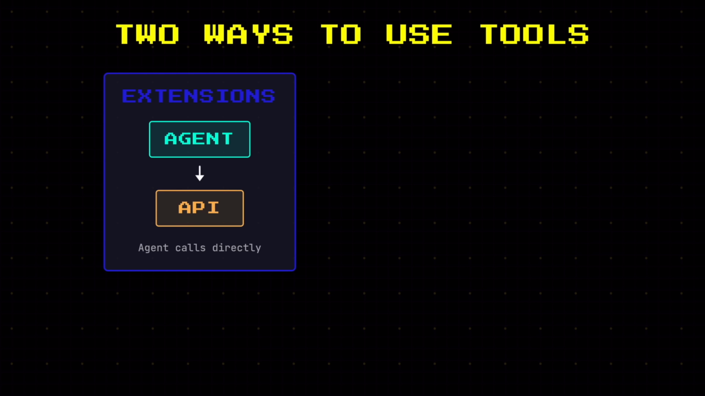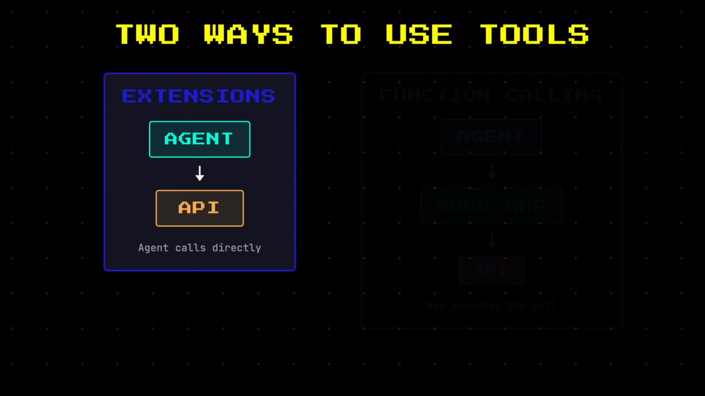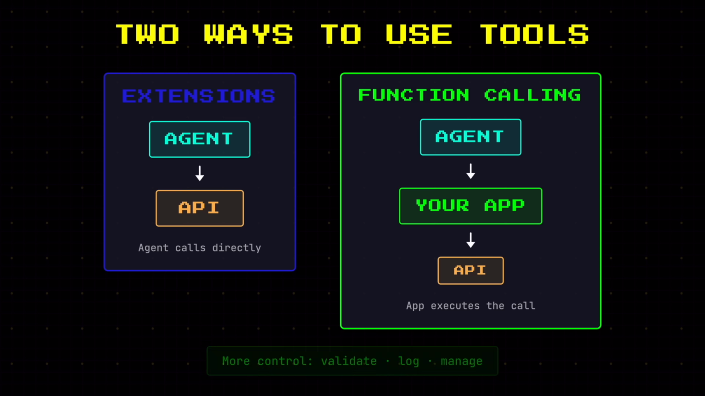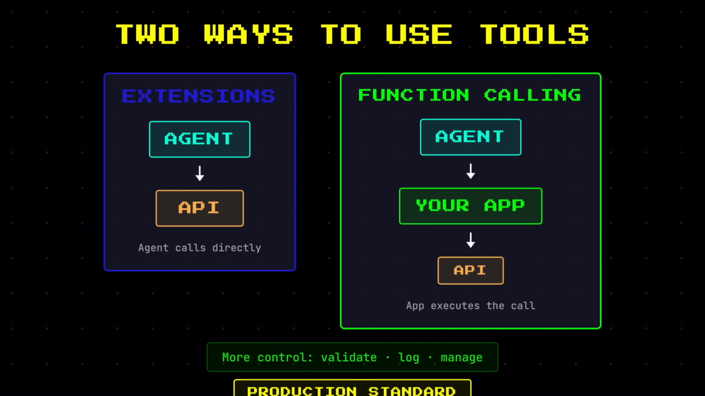Google distinguishes between 2 ways agents use tools. Extensions: the agent calls an API directly. The agent decides when to call it and processes the response. Function calling: the agent tells your application what it wants to call and your application executes it. This is the pattern we've been using. Function calling gives you more control. Most production agents use function calling because you want to validate, log, and control what the agent does.